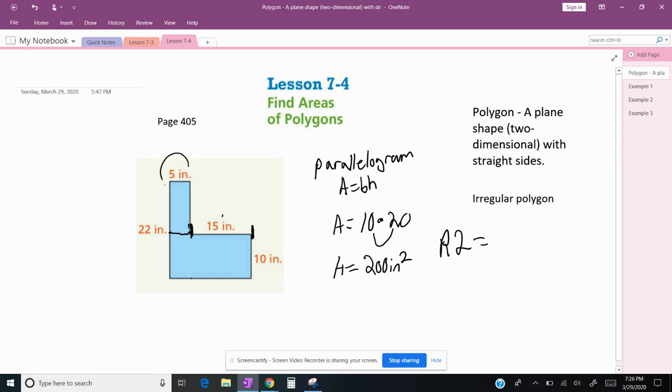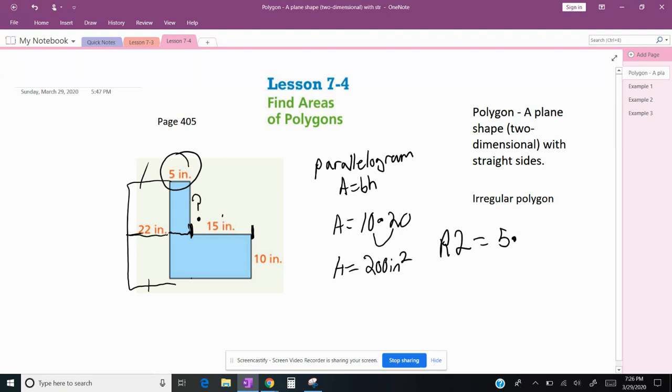I see a base of 5 right there, so 5 times. Now, here's where it gets tricky because I'm missing a height. So I need to figure out what that height is. It is not 22, but I think I could use that 22 to help us. And here's how. I'm going to make a tape diagram, I'll make it even larger, all the way down there. And the whole thing from top to bottom is 22 inches.